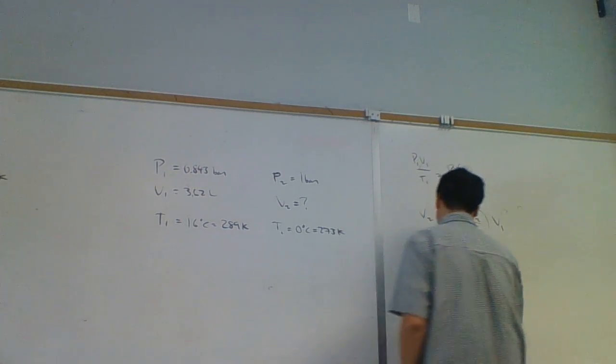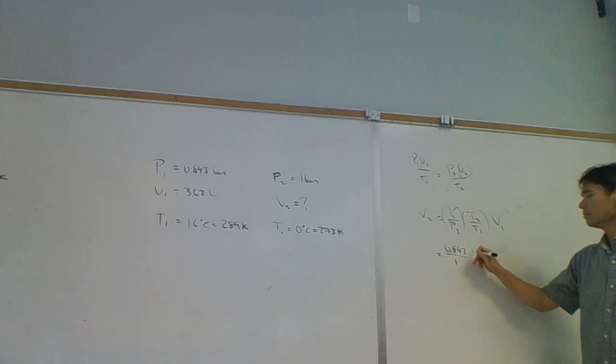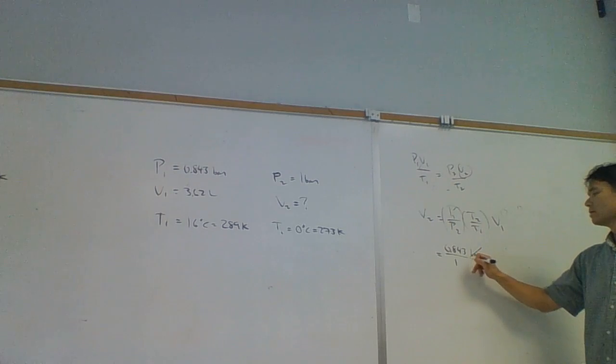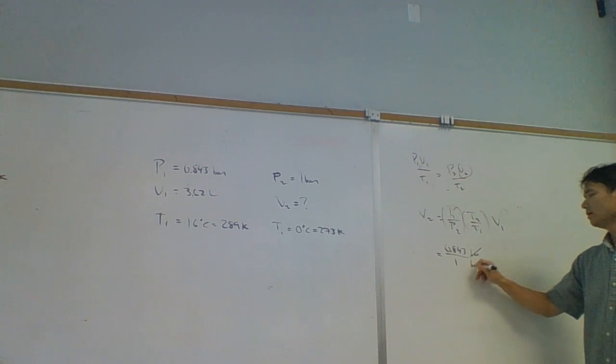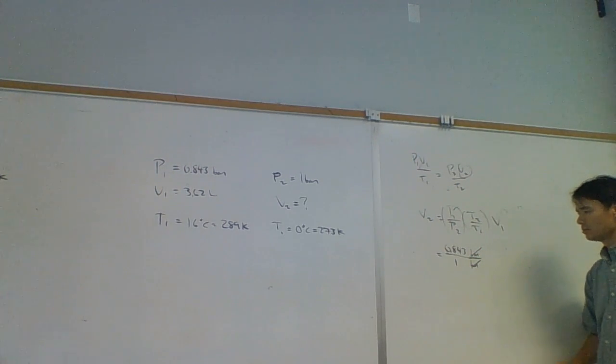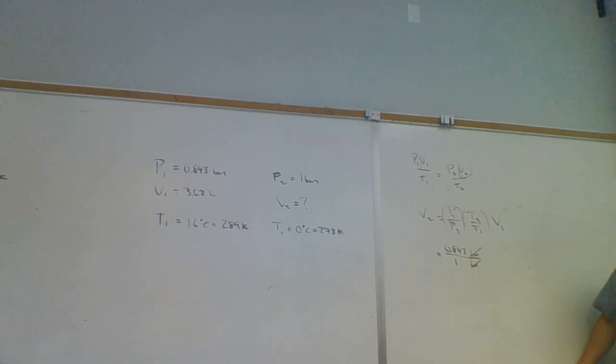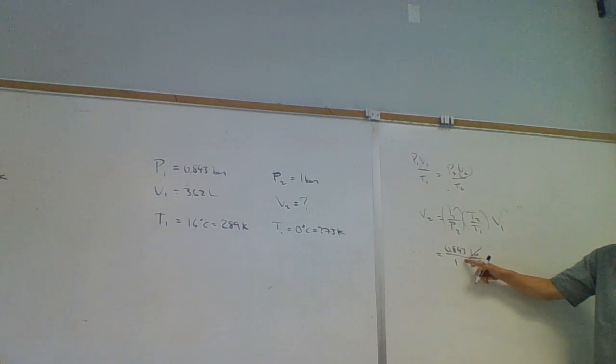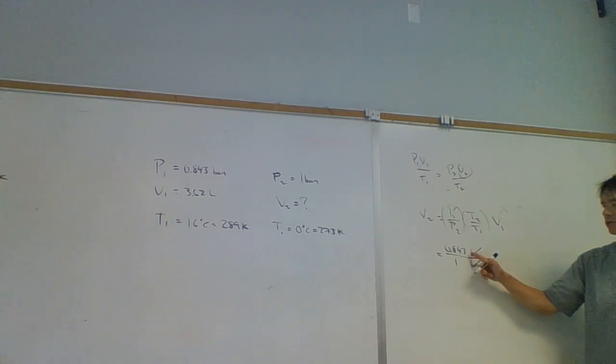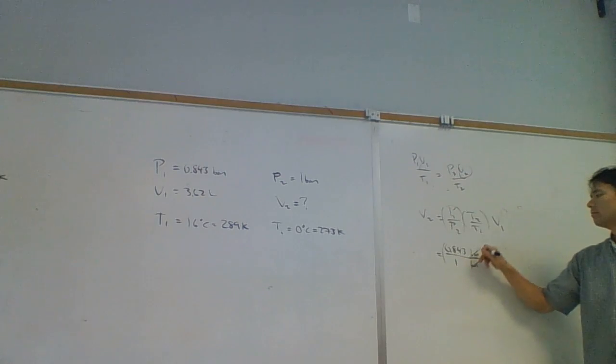The units cancel in this case. The bars cancel the bars. So as long as the units are the same, it could be atmospheres, it could be millimeters of mercury, torr, whatever. As long as they cancel, you're okay. The pressure goes up, but the pressure fraction goes down. Now it's less than 1.